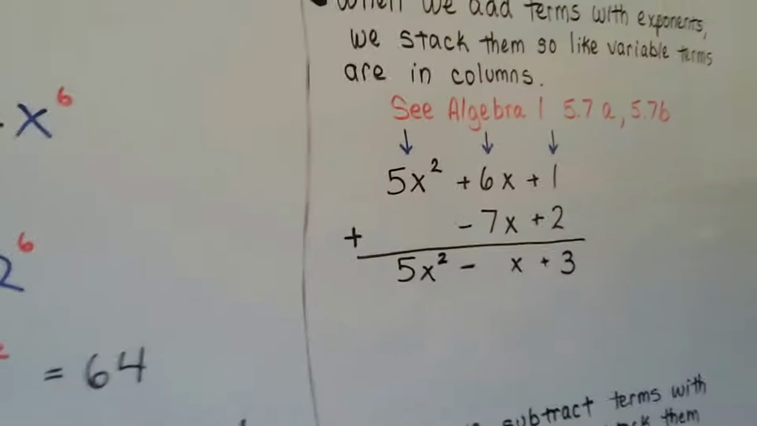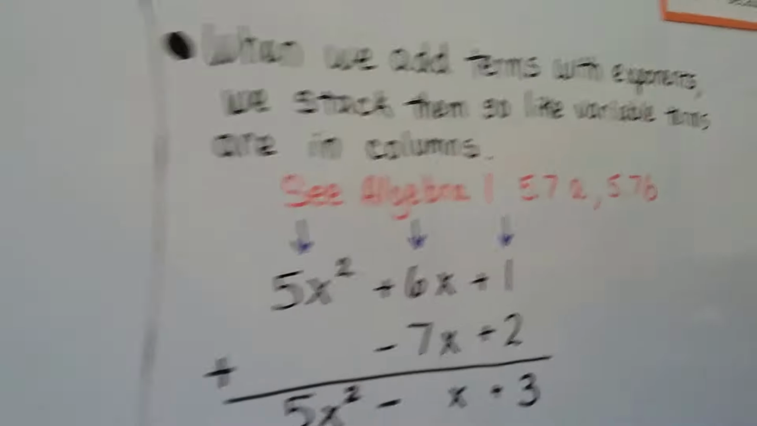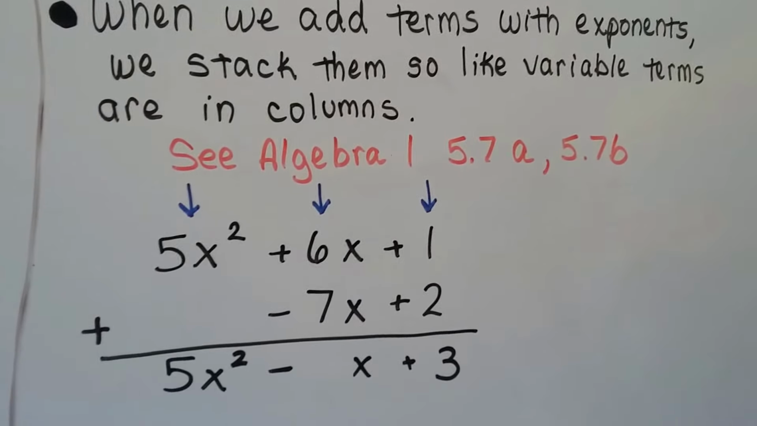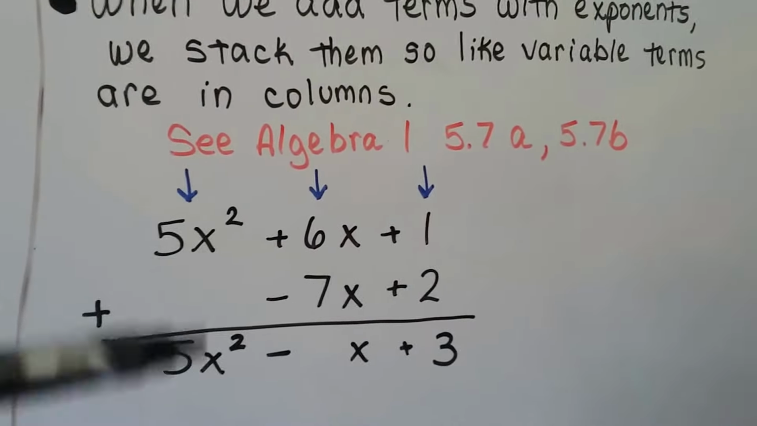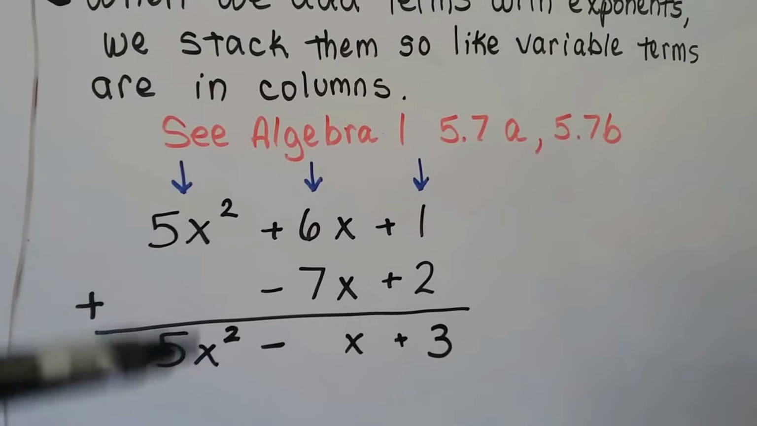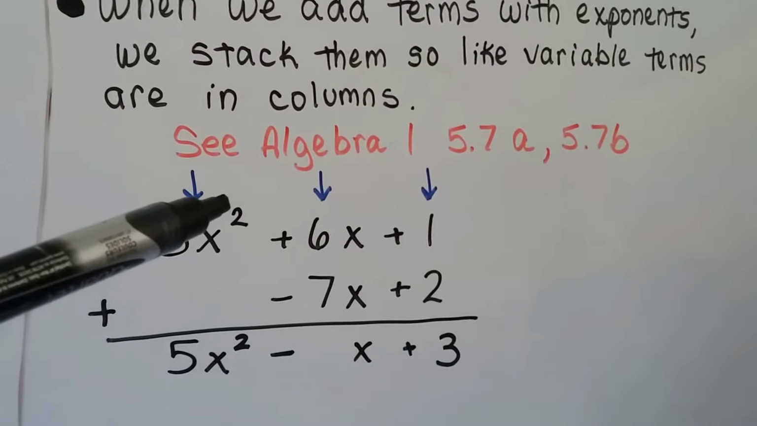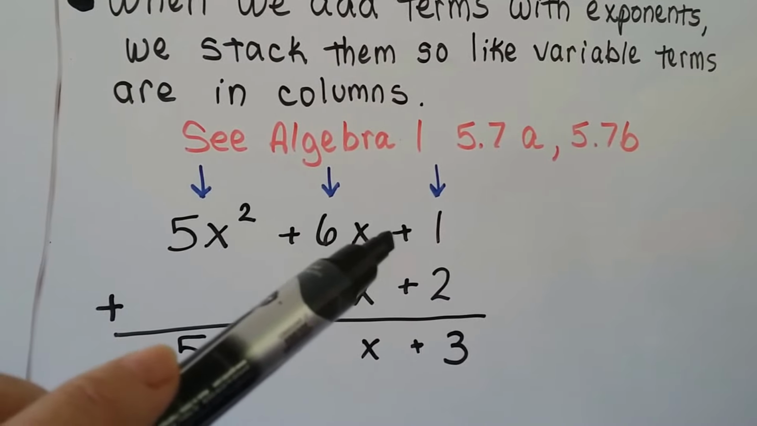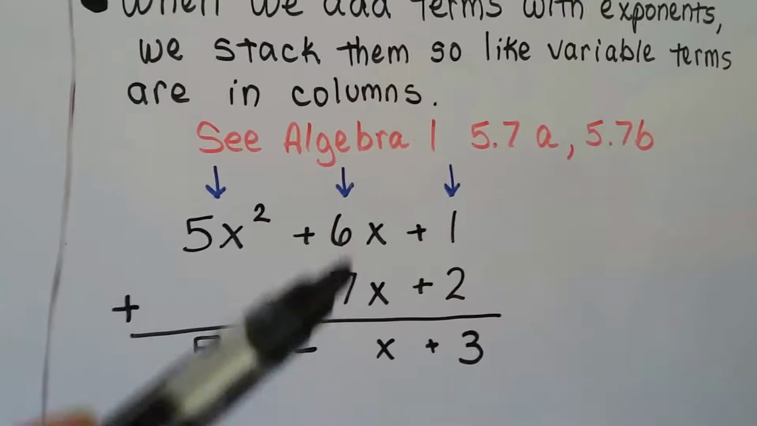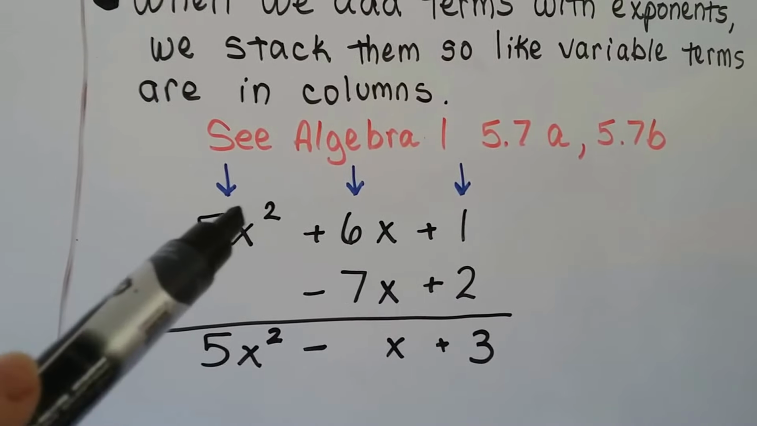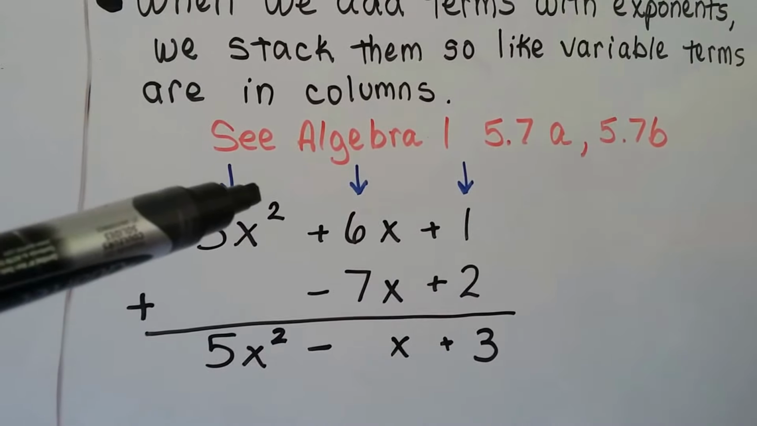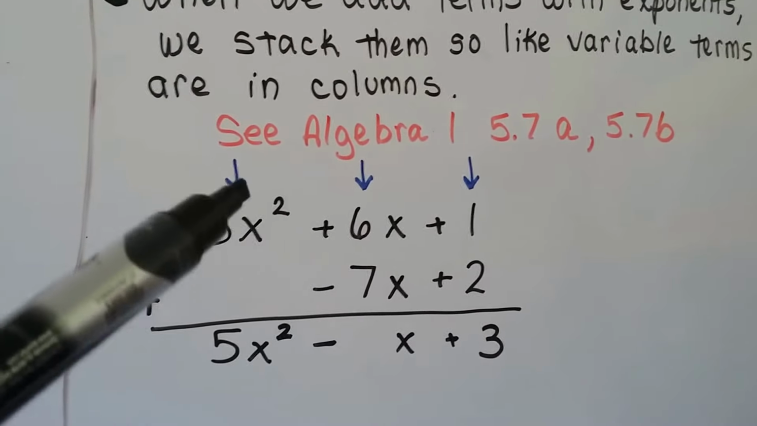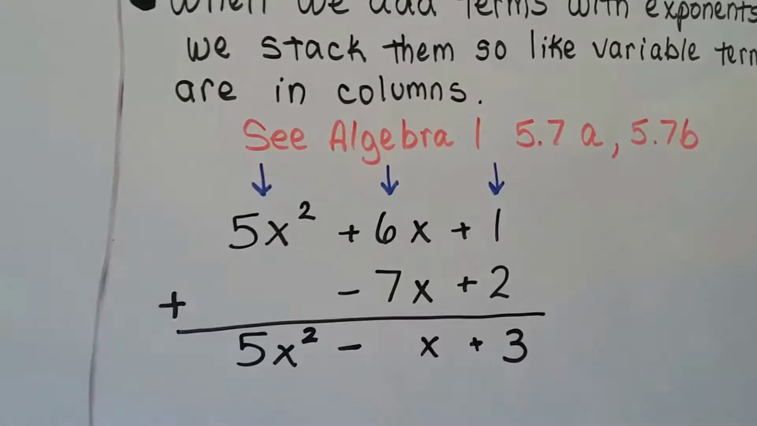And when we add terms with exponents, so when we're adding polynomials, we stack them so like variable terms are in columns. So if we have 5x squared, that's got the highest exponent, so that's going to go first. We've got plus 6x plus 1. So we put them in exponential order, and we can put them with the greatest exponent and then going down, or with the least going up. But you're usually going to see it with the largest exponent first in a polynomial.